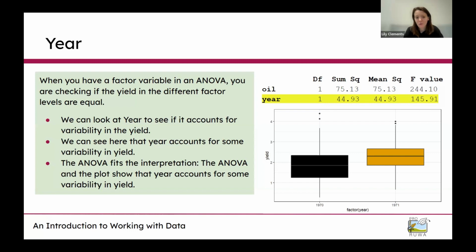When we have a factor variable in an ANOVA, we're basically checking if the yield in the different factor levels are equal. So we can look at year to see if it accounts for variability in the yield. We can see here through both our plot and our ANOVA that year accounts for some variability in the yield. The 2 box plots are not identical, and so our ANOVA fits the interpretation. The ANOVA and the plot show that, sorry, that year accounts for some variability in the yield.